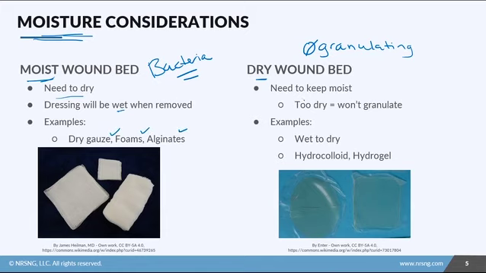If your wound bed is too dry, our goal is to keep it moist and keep the moisture in. So we can use something like a wet to dry dressing or a hydrocolloid or a hydrogel. Just remember, not too wet and not too dry.